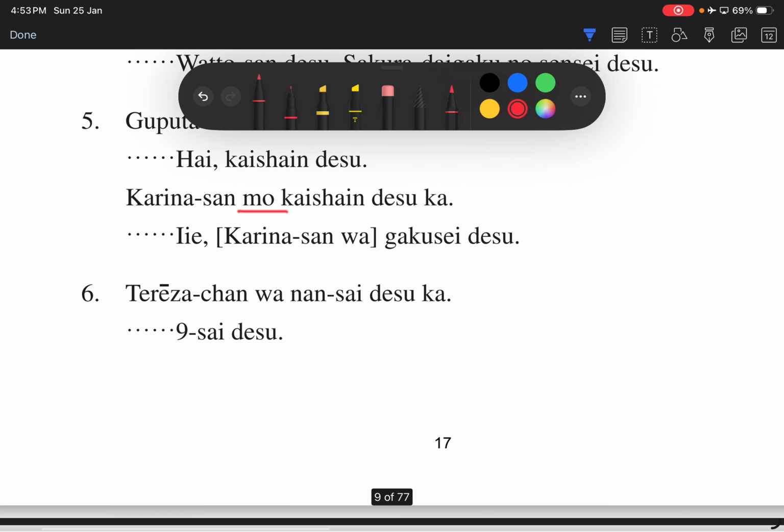Okay, number 6. テレーザちゃんは. So テレーザちゃん, this ちゃん is only for people I would say, try to use it if the age gap from you to the person is more than 10 years. But chan is a very, very cute way to refer to someone or call someone. So unless you want to create a playful atmosphere with that person, I recommend you just stick to san. Alright, just stick to san.